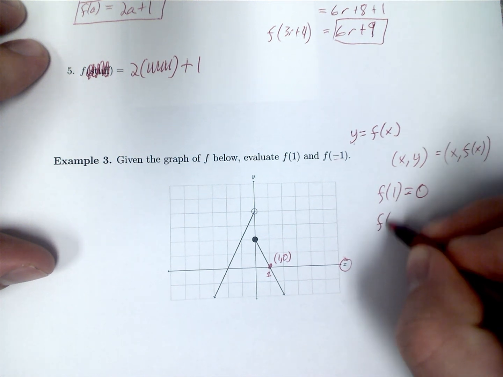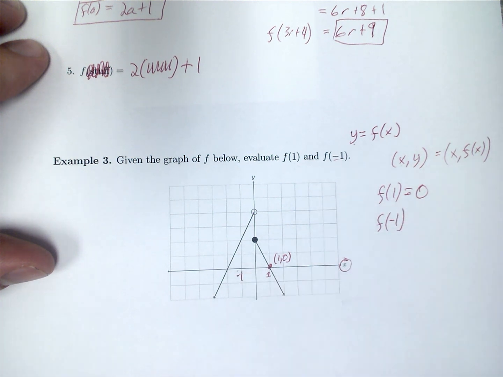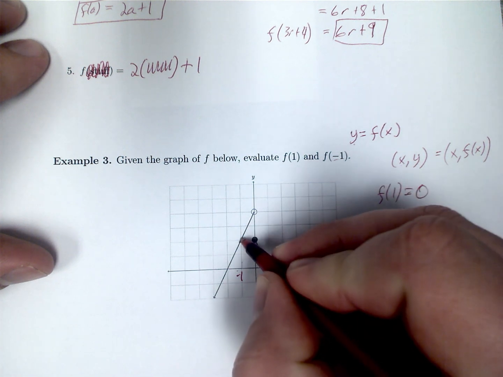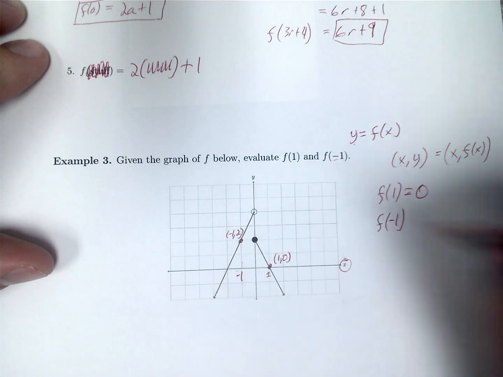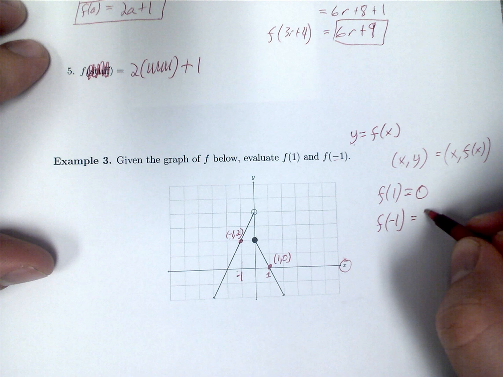What about f of negative 1? If we go back 1 to negative 1 right here, where's the graph at? Well, we just go up until we get to it. So what is this point? Negative 1, 2. So what is the output of negative 1? It's 2.